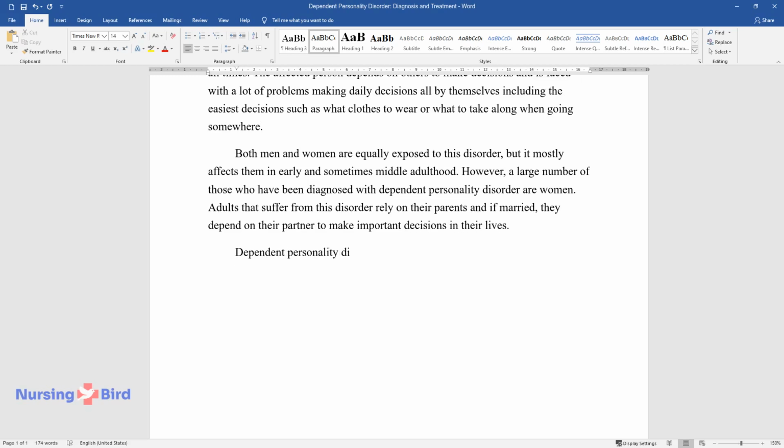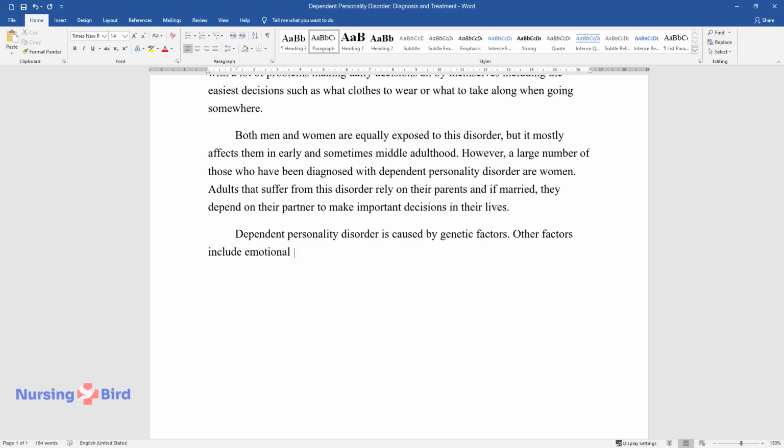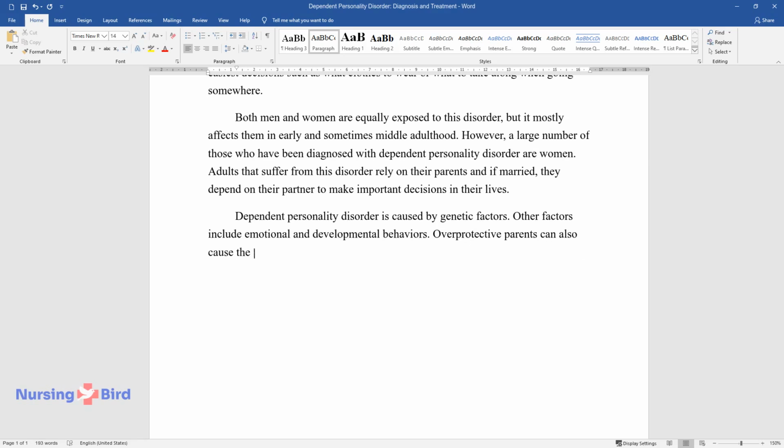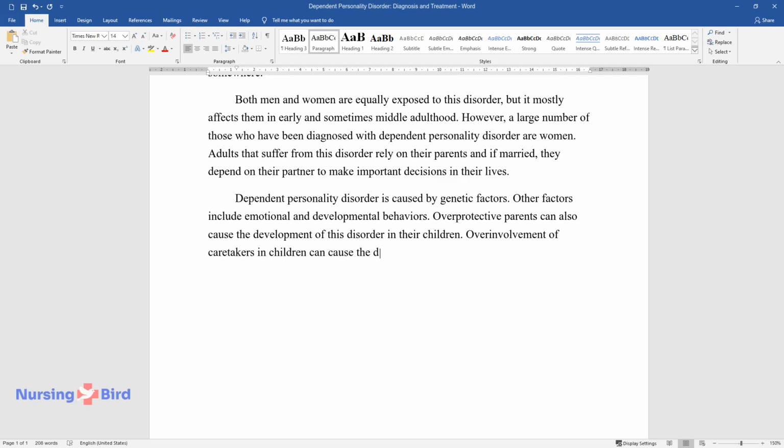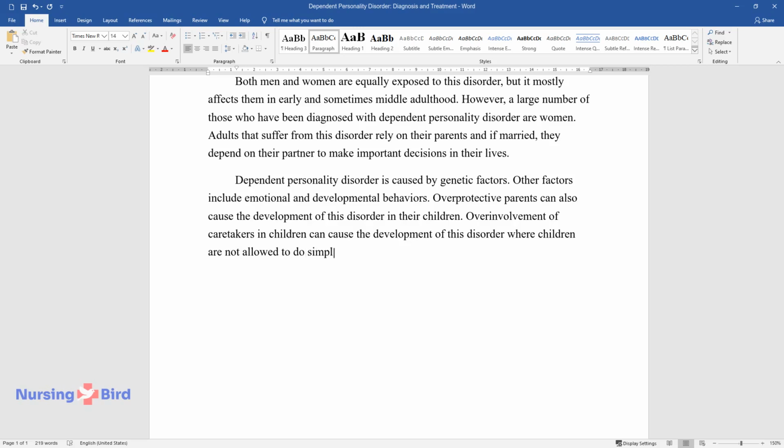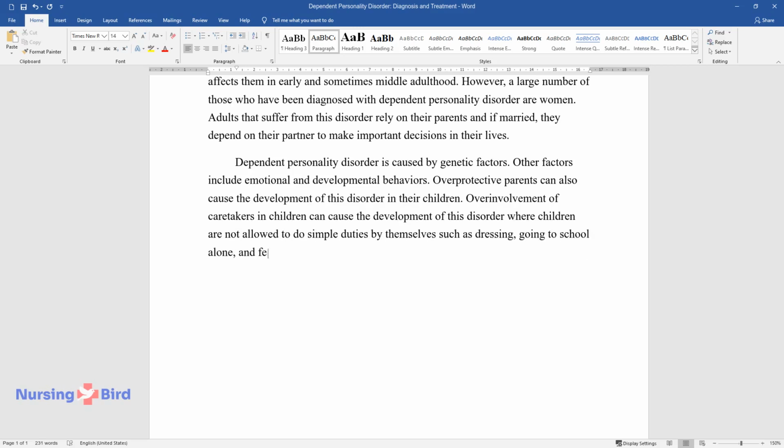Dependent personality disorder is caused by genetic factors. Other factors include emotional and developmental behaviors. Overprotective parents can also cause the development of this disorder in their children. Over-involvement of caretakers in children can cause the development of this disorder, where children are not allowed to do simple duties by themselves such as dressing, going to school alone, and feeding themselves.